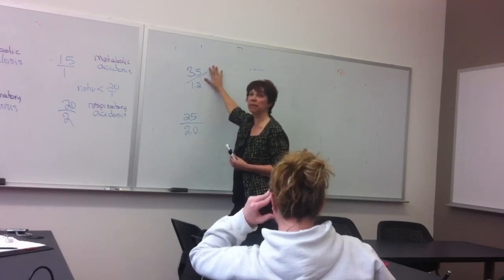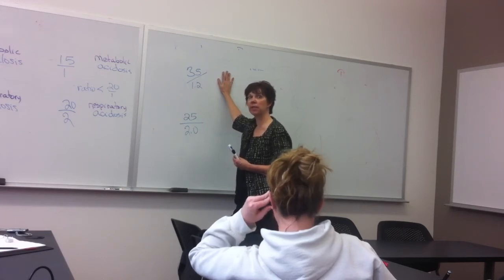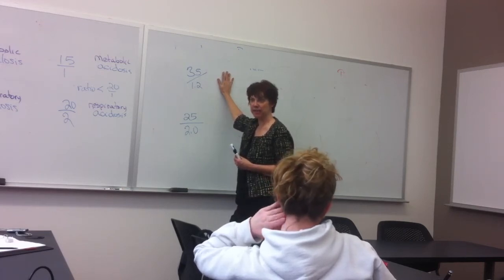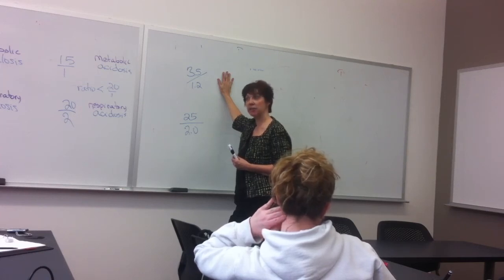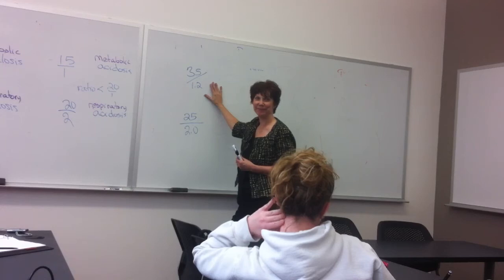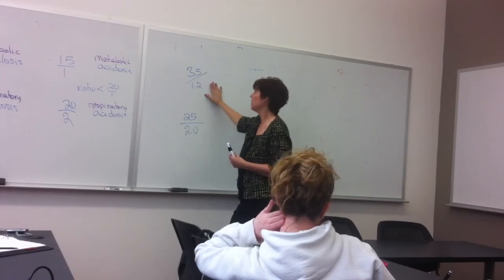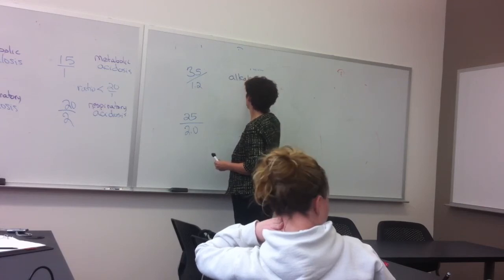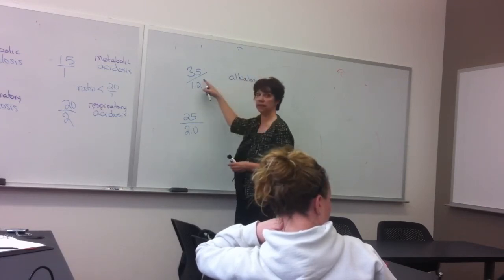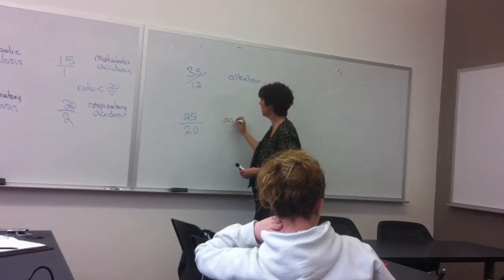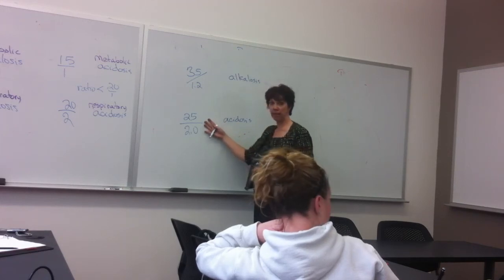So now I have too many bicarbs. What's my respiratory system going to do to compensate? Decrease respirations. My CO2 goes up, my carbonic acid goes up. Okay. So this would be alkalosis, because I have too many bicarbs. Metabolic. This would be acidosis, because I don't have enough bicarbs.